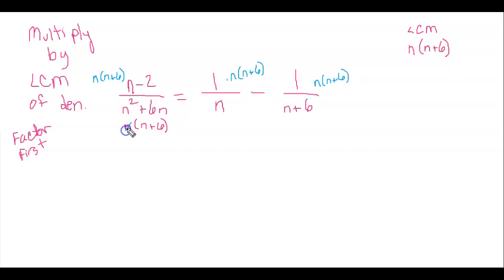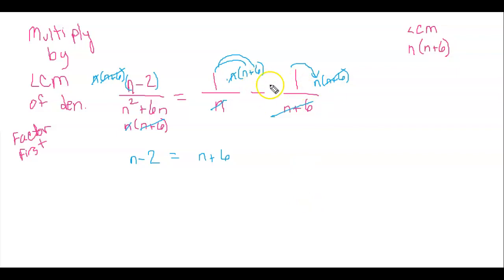And then what happens here is the n's will cancel out, and the (n plus 6)'s will cancel out, and all I'm left with on this side is n minus 2, what was in the numerator right here. On this side, my n does cancel out, but I do still have n plus 6, so I need to make sure that I multiply 1 times (n plus 6), and I just get n plus 6. And then over here, my (n plus 6) is going to cancel out, but I do have negative 1 and n left over. So I want to make sure I don't lose this minus sign.